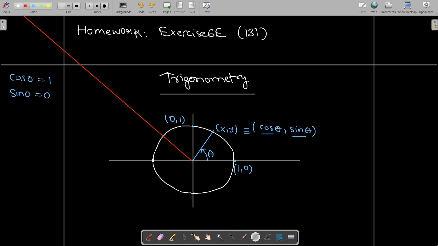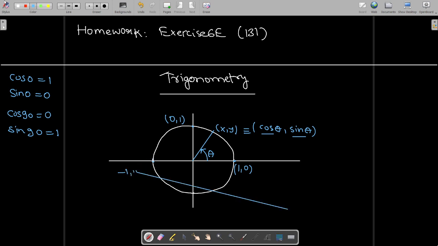And what is this angle then? When your pointer is here, your line is here. What's the angle? 90. Okay. That means cos 90 is 0, sin 90 is 1. This coordinate is minus 1 and 0.